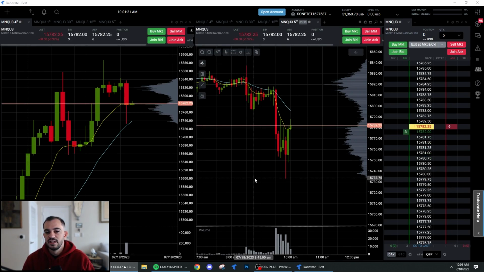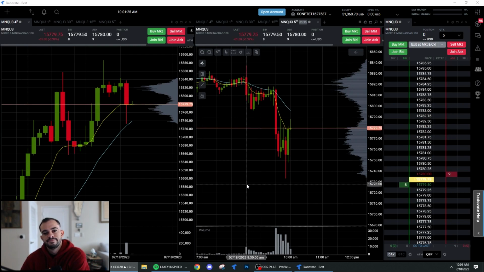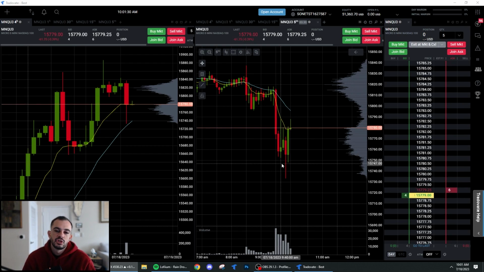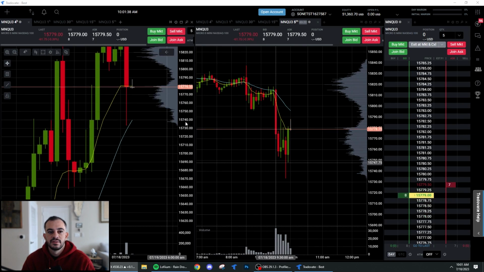It's a shame we didn't get in there. About 3 points from our entry. Wanted to see it come back down. Got in short with the trend on the short term, but it held that long-term trend there. We are under the 9. We are rejecting.